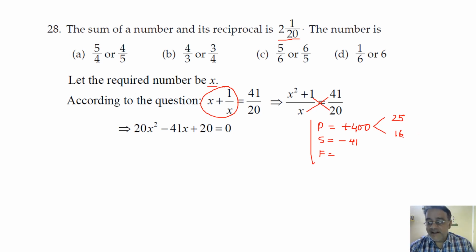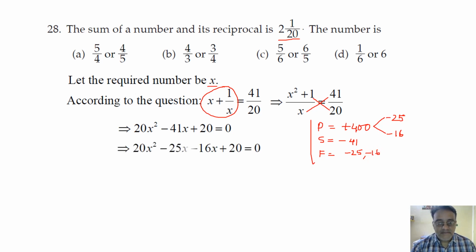तो वो कौन decide करेगा? Sum. Sum negative है इसलिए दोनों minus हो जाएगा. So minus 25 minus 16. तो ये split कर रहे हैं हम लोग. This step is clear?